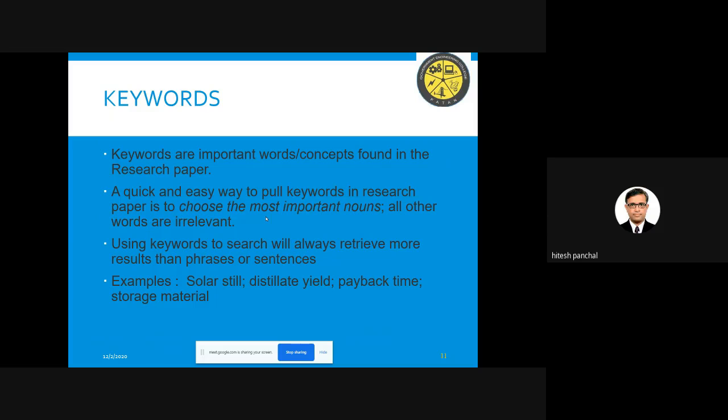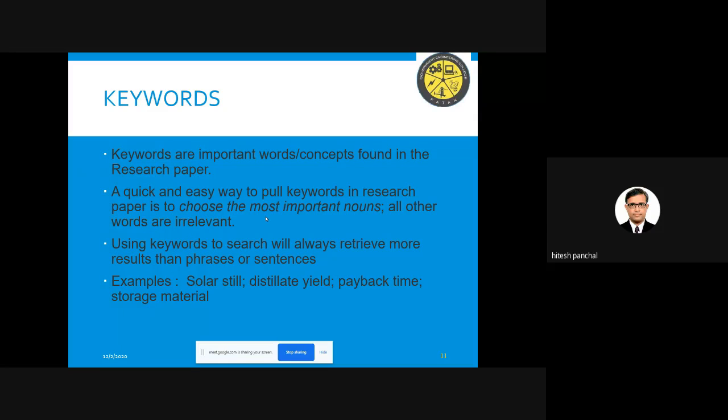Now, what are keywords? If you see a research article, you will see the abstract and then keywords. So what are keywords? This is a very important question that many of my students have asked. What is the purpose of keywords? Keywords are important words or concepts found in the research paper. Also, I will ask you one or two questions: from the title only, find out the keywords.